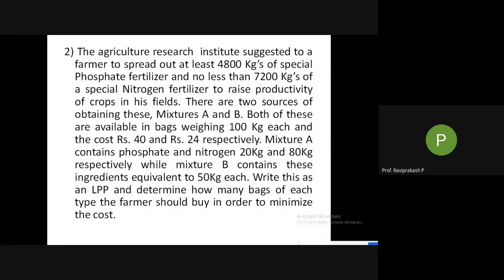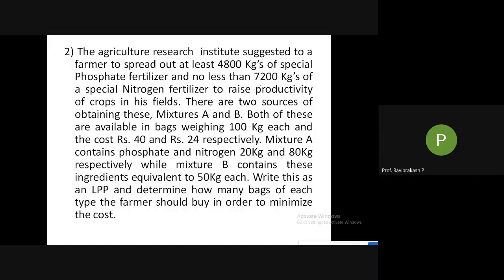Both of these are available in bags weighing 100 kg each, and the cost is rupees 40 and rupees 24 respectively. Full stop.